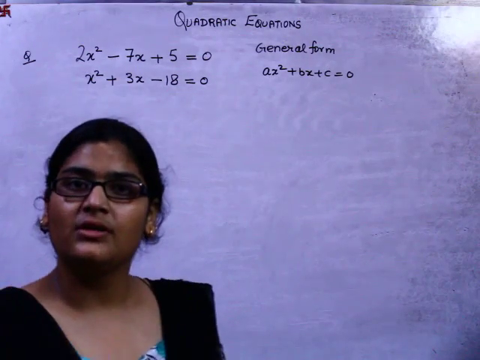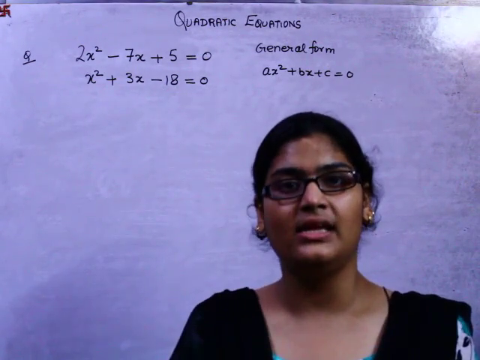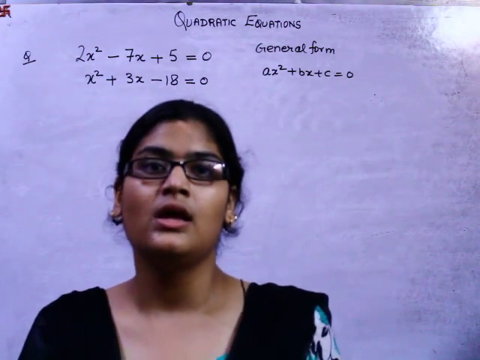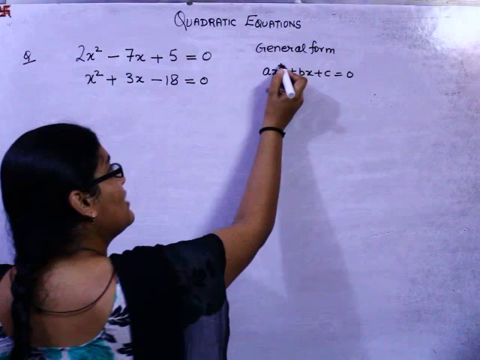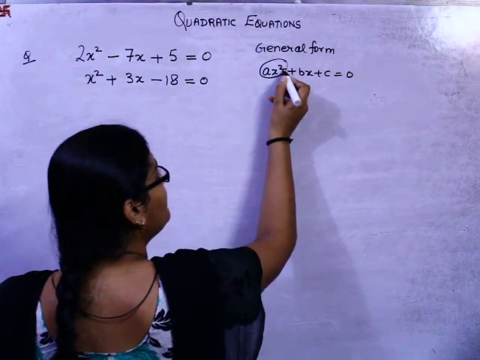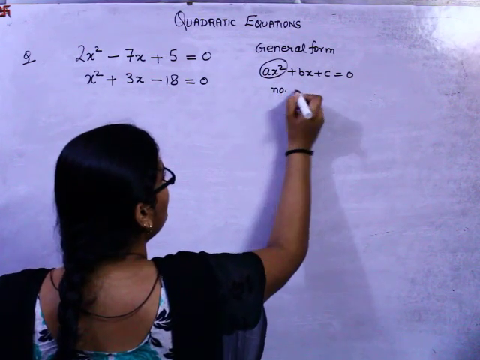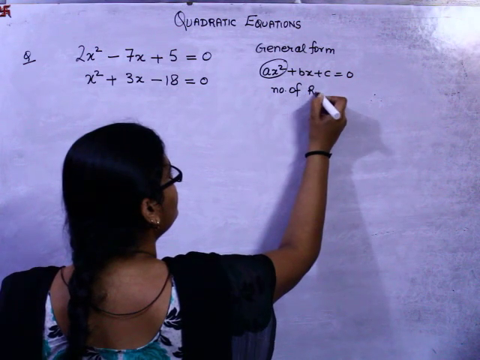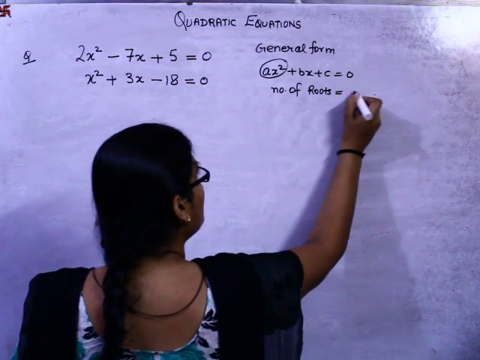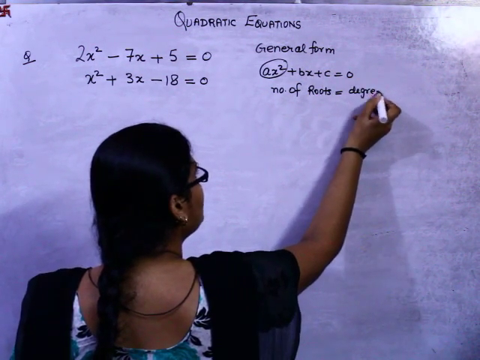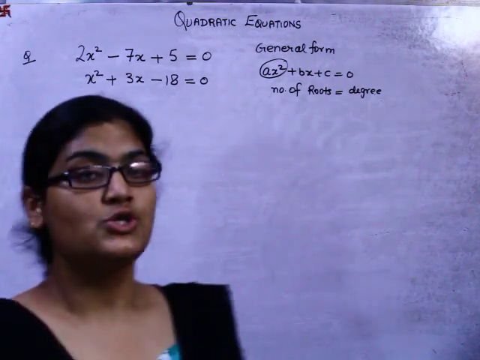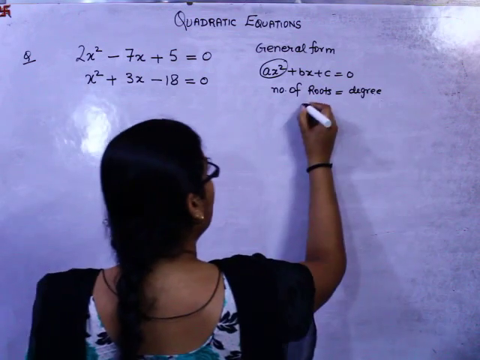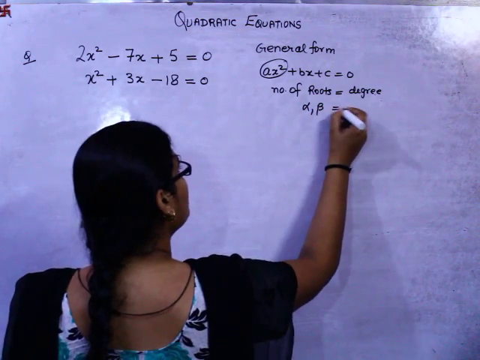Any equation which has degree, let us suppose n, has n roots also. The number of roots of any equation is equal to its degree. So for a quadratic equation, the number of roots is also 2.